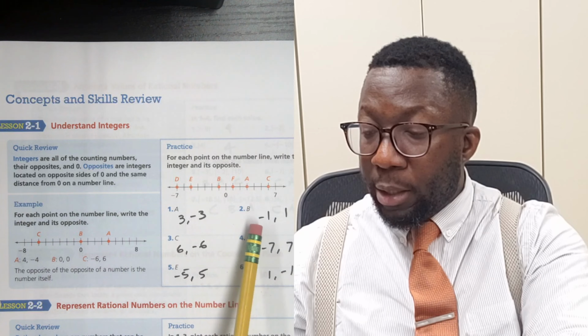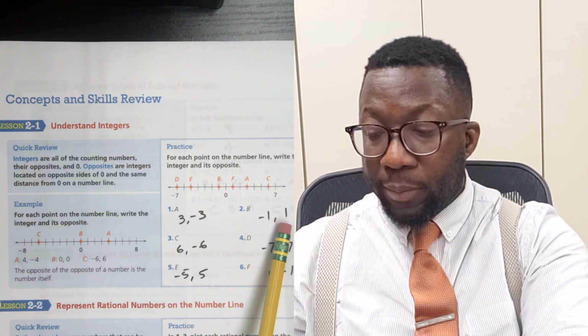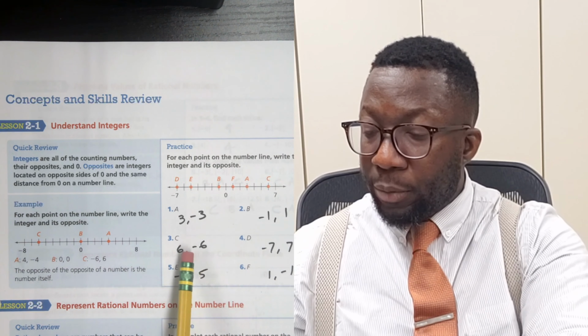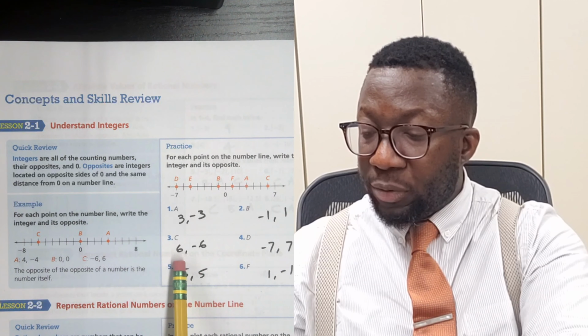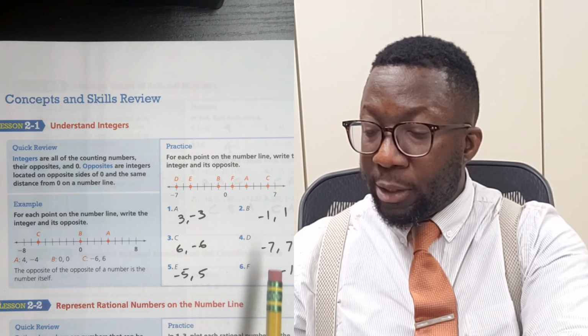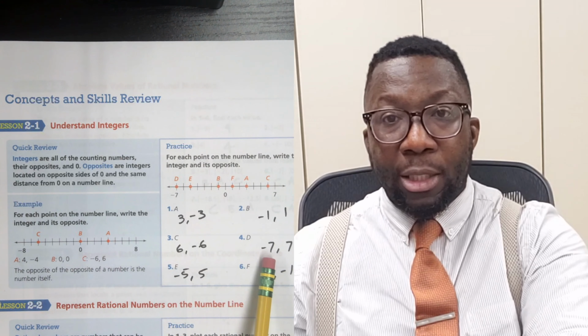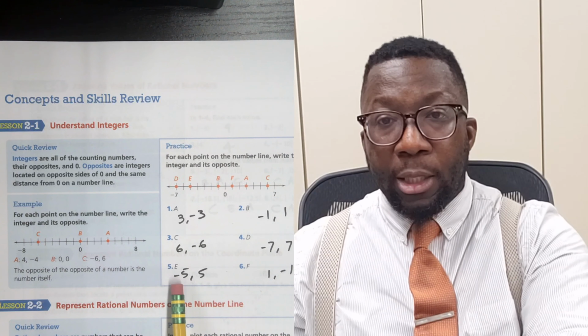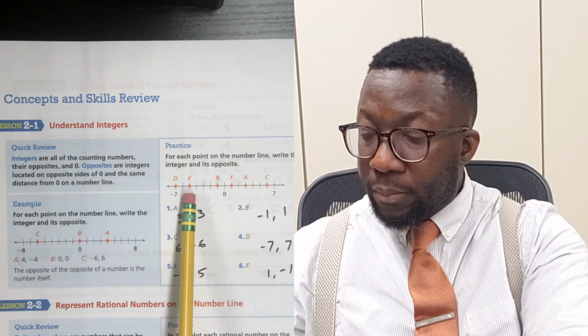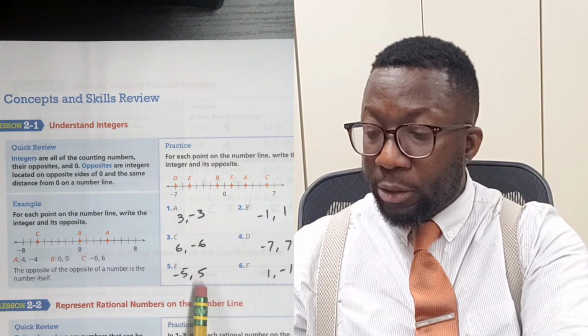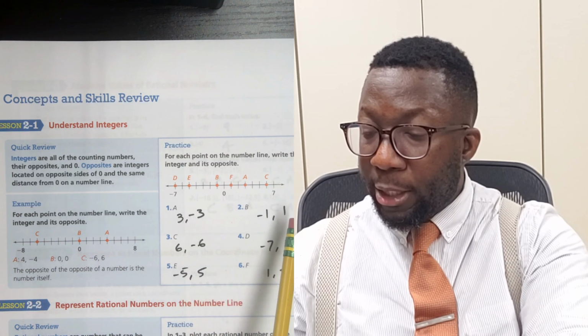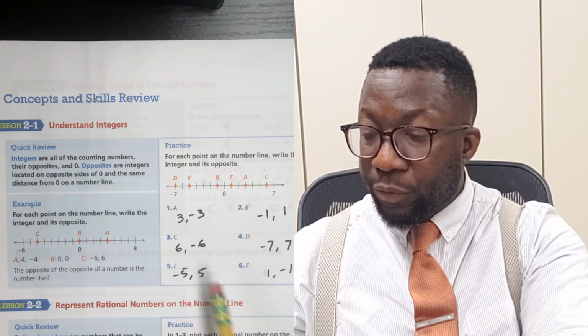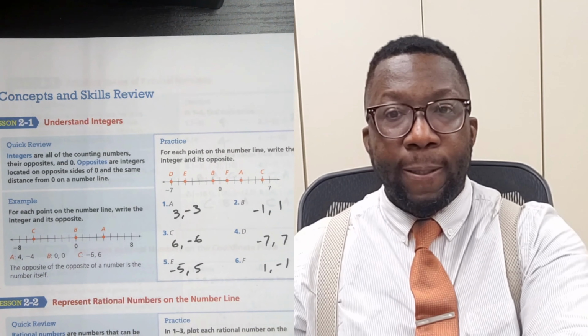For number 2, letter B is located at -1. Its opposite would be +1. Number 3, letter C is located at +6. Its opposite would be -6. Letter D is located at -7 on the number line. +7 would be opposite. Letter E is located at -5. Its opposite would be +5. And letter F is located at +1. Its opposite would be -1.